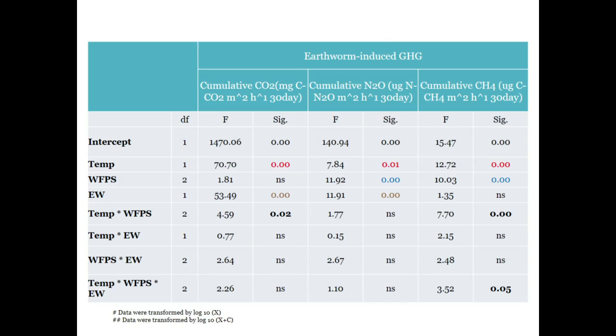temperature is a very significant factor on all three greenhouse gas processes, and for the soil water content, it only affects the N2O and methane emission. And when we look at the factor of earthworm, it only has a significant effect on the emission of carbon dioxide and nitrous oxide. However, all the interactions among these factors are not that significant.